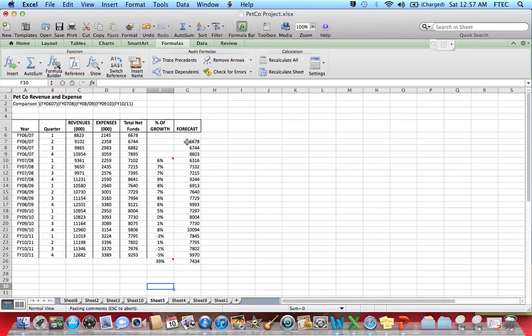Moving on to forecasting, what you're going to want to do is take the data from your net funds and bring it over to your forecast. At your fourth quarter, however, you're going to want to add an additional 1.25%. And then your first quarter, you're going to want to take that away by dividing your total net funds by 1.25%.